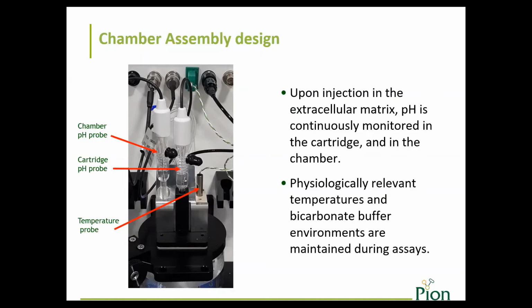So once the injection is made into the ECM, the pH is continuously monitored in the cartridge and in the chamber, and adjusted in the chamber as needed. We do that by maintaining, with a bicarbonate buffer environment, a CO2 blanket into the media itself, which allows for the right pH to be maintained throughout the experiment.